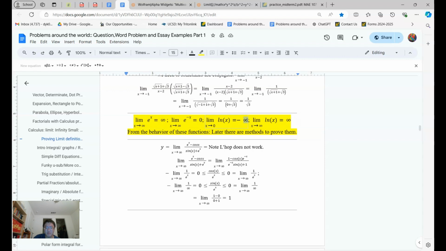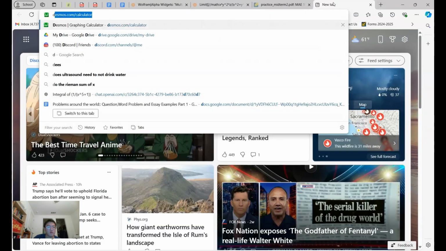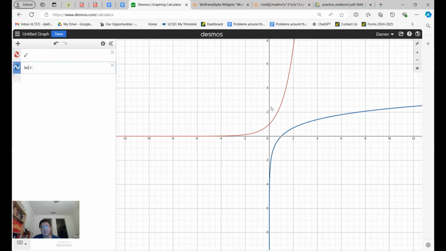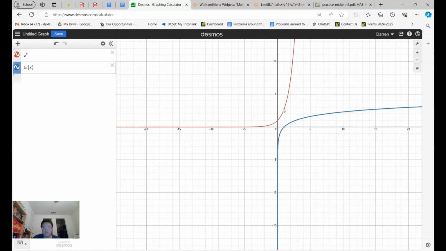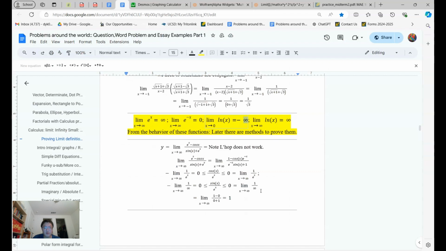This is obviously something from pre-cal, which I realize is not that obvious anymore. So let me go over here and show what I mean. It basically means this: this goes to infinity, but obviously this goes faster. The red e^x goes faster than if I were doing that one. So it makes perfect sense in that sense.